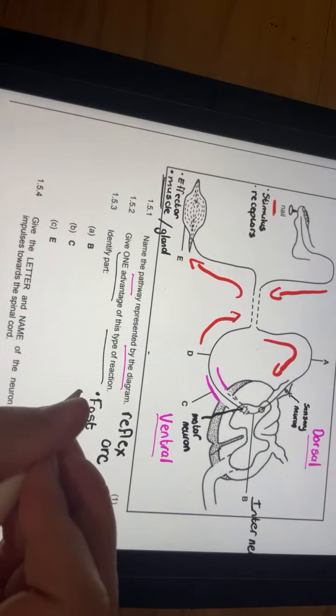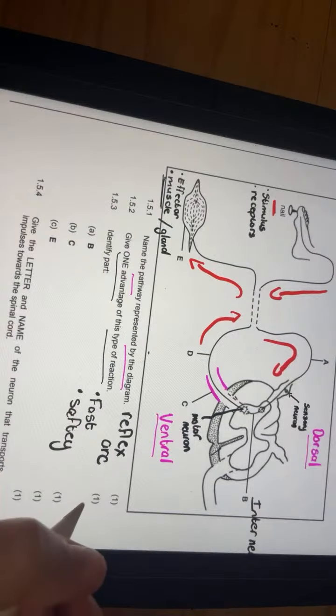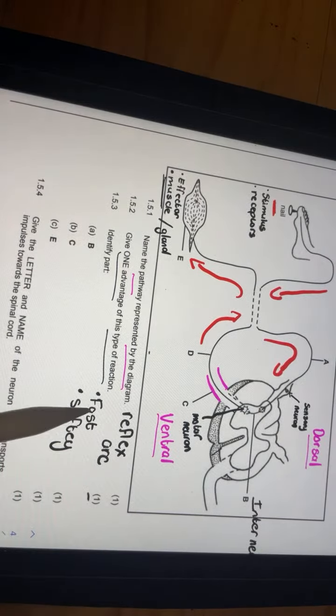And we want safety. Those are your two options that you could give. You only need to give one because it's only out of 1 mark. But you want fast reactions and you want safety. In other words, you want to move to a safer space.